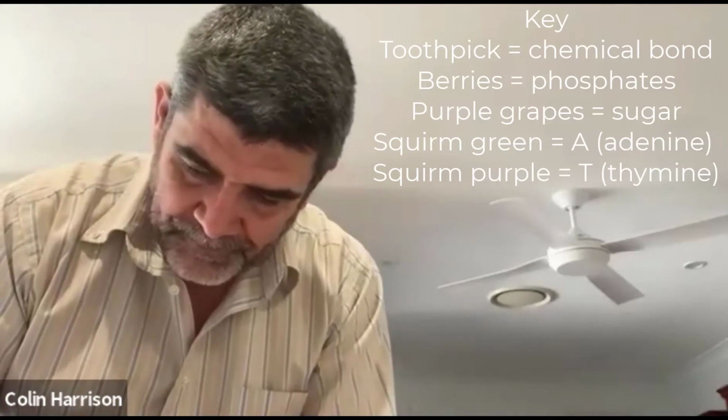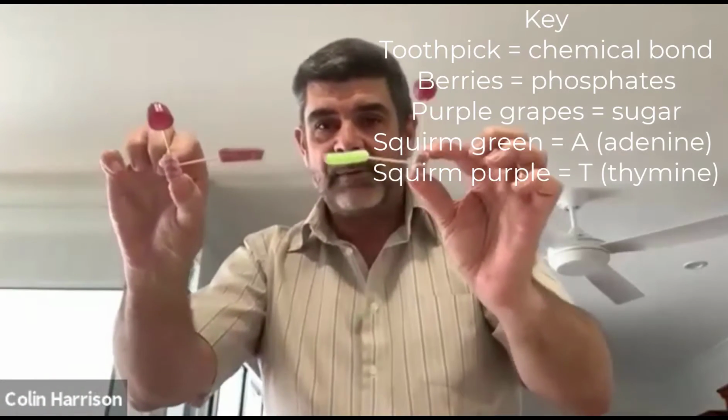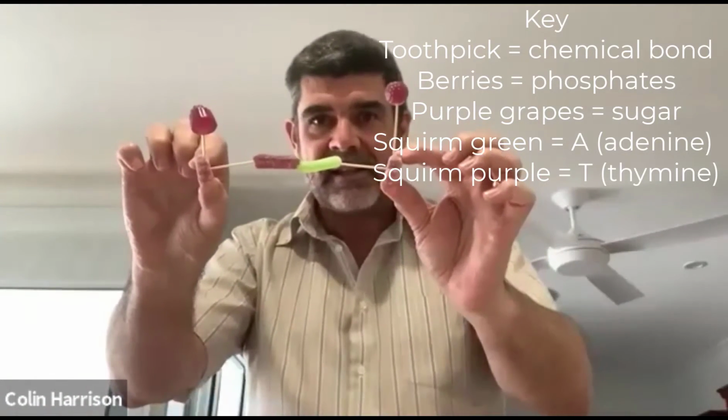So that means I need my phosphate, I need my sugar, and if I've made an A, then I have to attach a T. So here's another nucleotide. So now I have two, okay? And these attach like this.